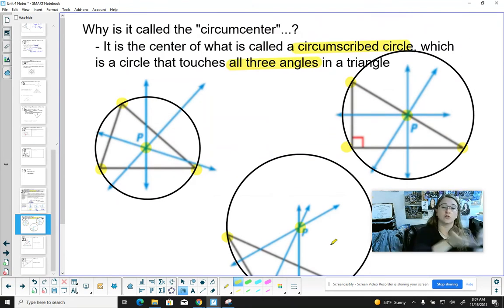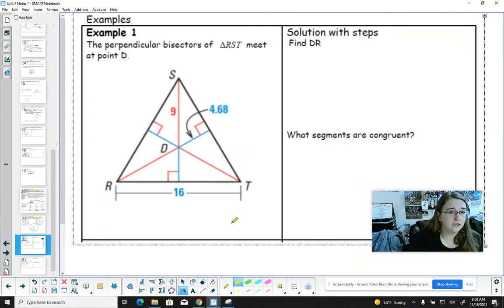So that's why it's called circumcenter. It is the center of a circumscribed circle. You don't necessarily need to know that, but a lot of kids ask, why in the world does circumcenter come from? That's where it comes from. So let's go ahead and look at example 1.